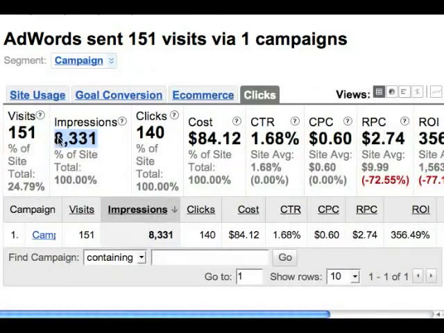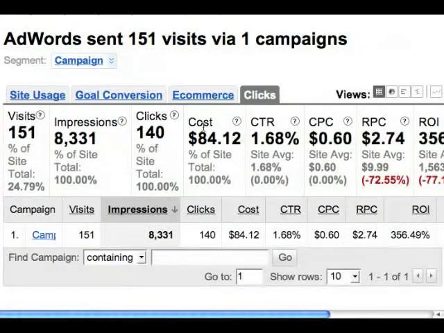AdWords ads were displayed 8,331 times, but people only clicked on an ad 140 times. By the way, it's common for clicks and visits to show different numbers. In this case, we have fewer clicks than visits. The reason is that some visitors clicked on the ad and then later, during a different session, returned directly to the site through a bookmark. The referral information from the original visit was retained, so some clicks resulted in multiple visits.